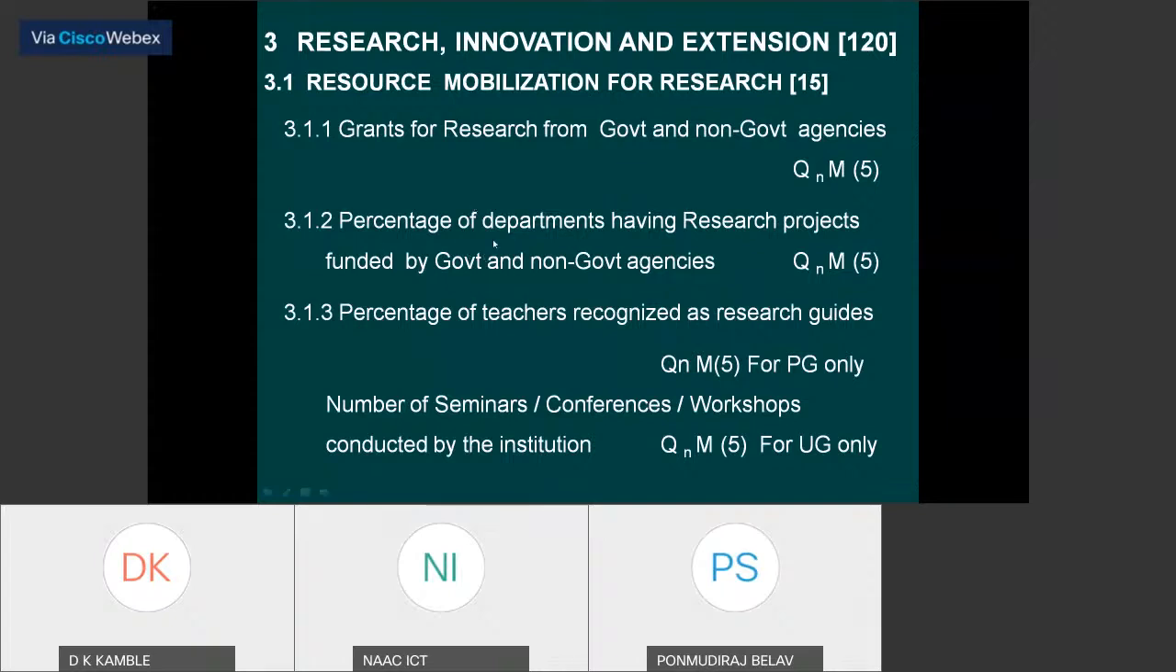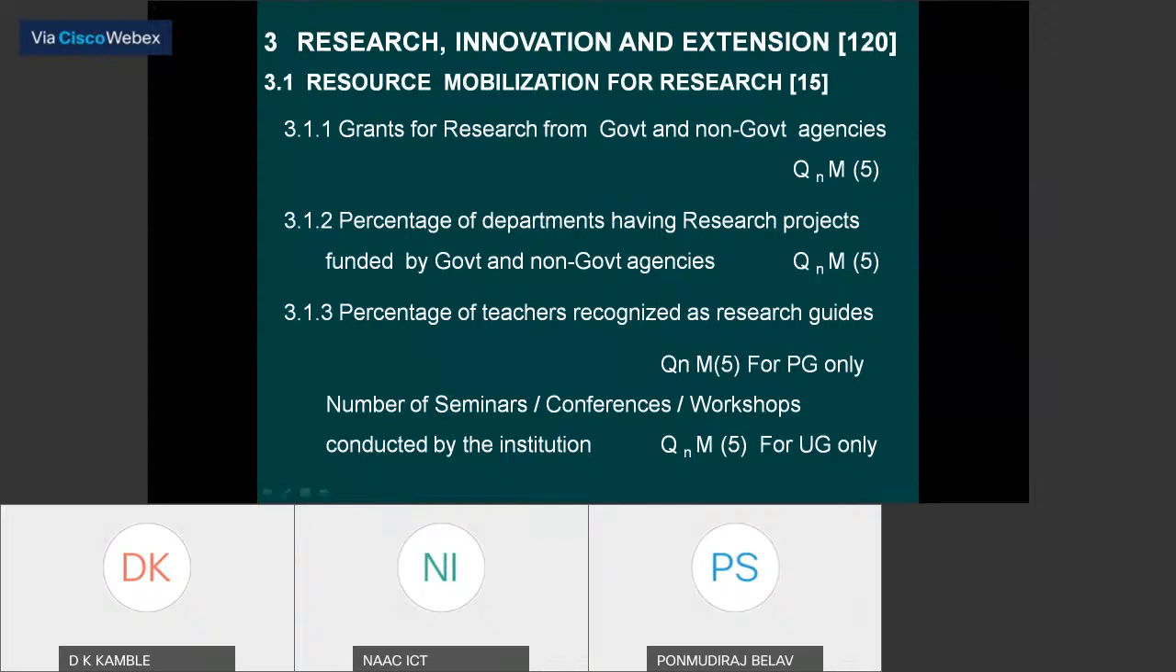Then, percentage of departments having research projects funded by government and non-government agencies. If the institution has that facility, it has to provide the research project sanction copy, showing the sanctioned funding amount, whether from government or non-government agencies. Then, percentage of teachers recognized as research guides. If the institution has research guides, the research guideship letter from the university is required.